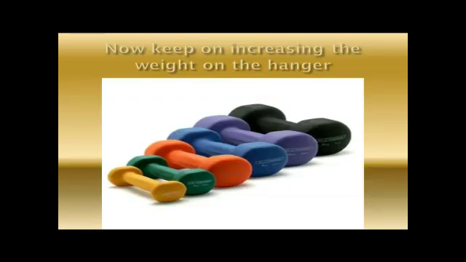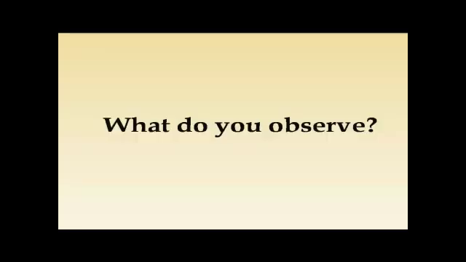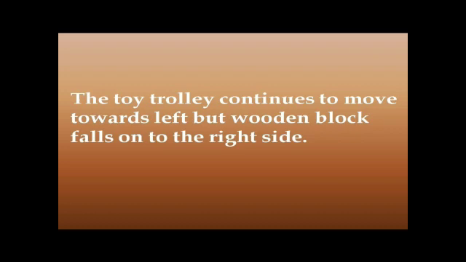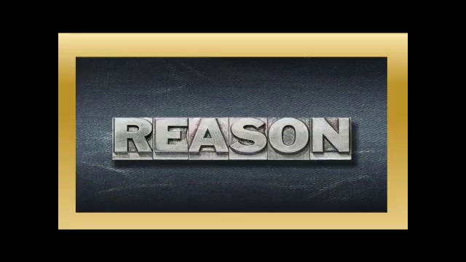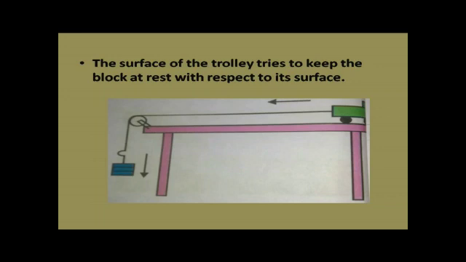Now keep on increasing the weight on the hanger. What do you observe? The toy trolley continues to move towards left, but the wooden block falls onto the right side. What is the reason for this? The surface of the trolley tries to keep the block at rest with respect to its surface.